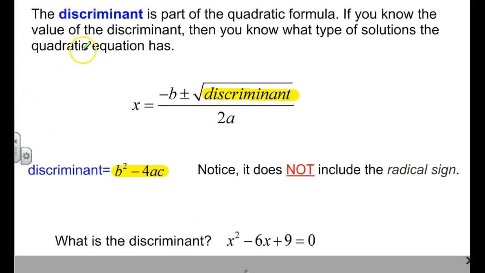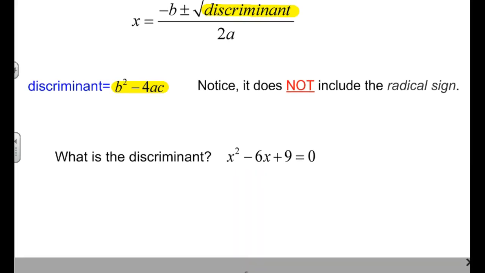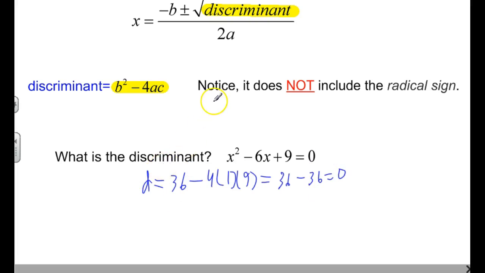What the discriminant does is tell us about the type of solutions, how many solutions and what type of solutions you might have. So if we just plug in b squared minus 4ac, let's see what happens here. The discriminant equals b squared. In this case, that would be negative 6 squared, which is 36, minus 4 times a, which is 1, times c, which is 9. Well, 36 minus 36 is 0. Didn't we just have a discriminant of 0 in the last problem? How many solutions did we have? You're adding and subtracting 0, right?